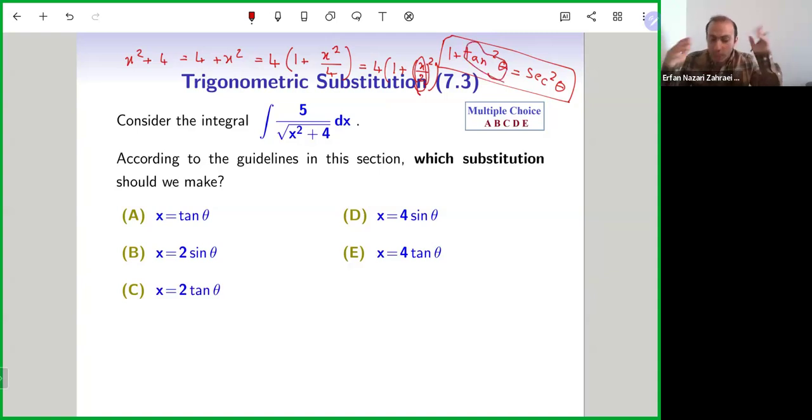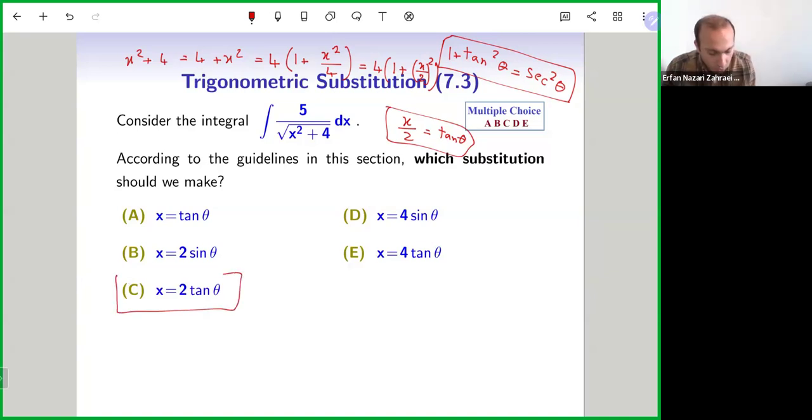But that package, it's good to take it to be tangent theta to use this identity. So the substitution that I need to do is x over 2 to be tangent theta. That's the same as x to be 2 tangent theta. So that is the correct answer.